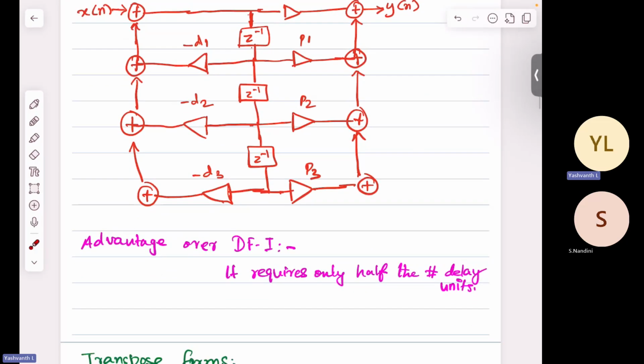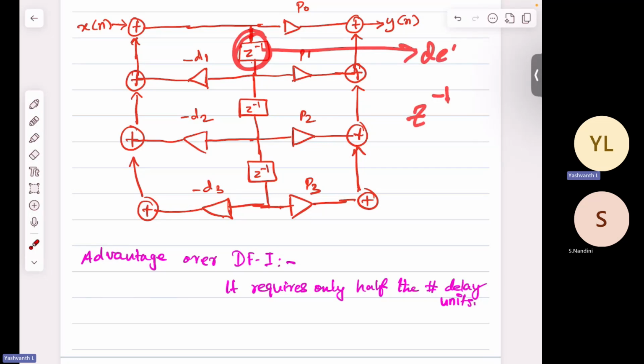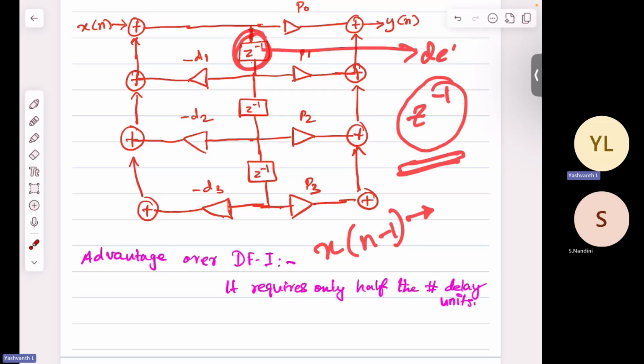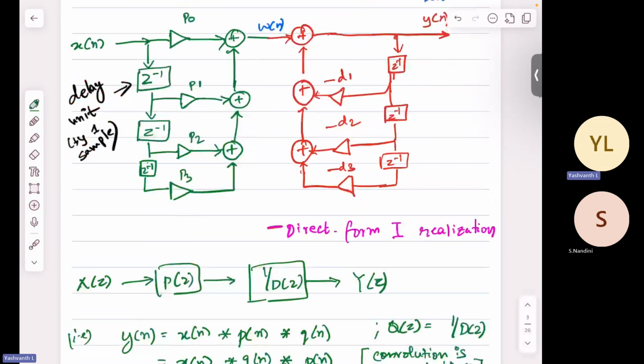Okay, so the advantage of direct form 2 is that it requires only half the number of delay units. The z power minus 1 is nothing but what we call a delay unit. That's because if you remember, in the z domain, if you have x of n minus 1, the corresponding z transform is z power minus 1 into x of z, right? That means a delay by 1 unit in the time domain is equivalent to passing it through a delay unit represented by z power minus 1. That's why z power minus 1 is also called a delay unit.